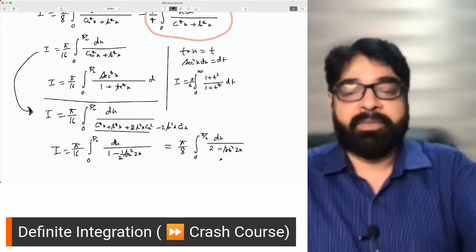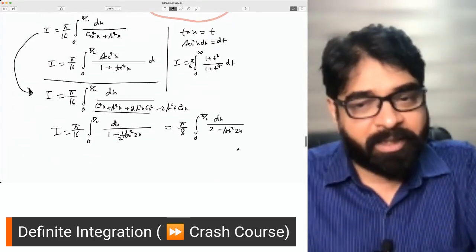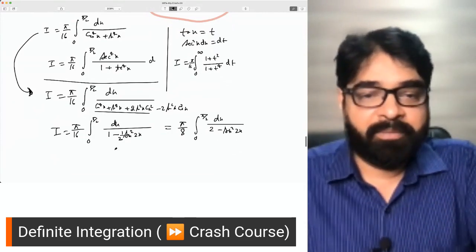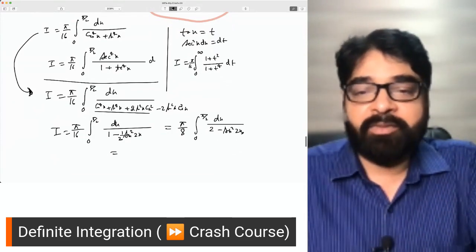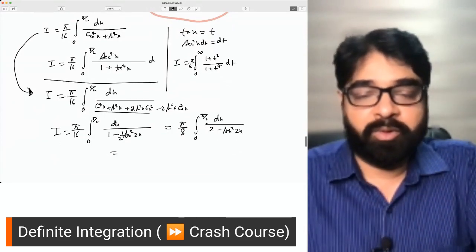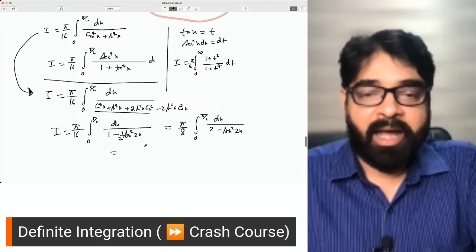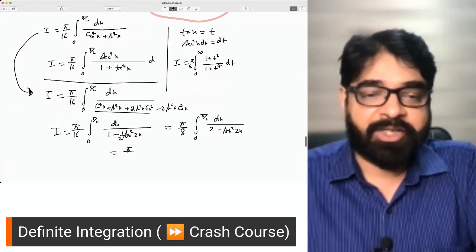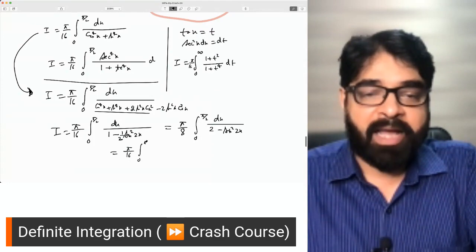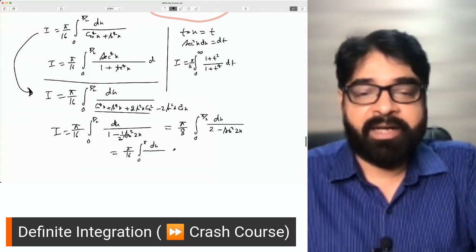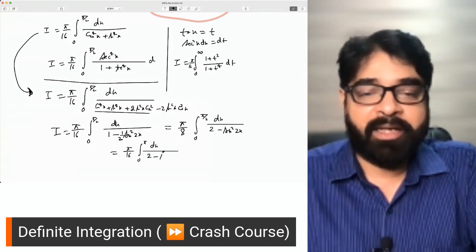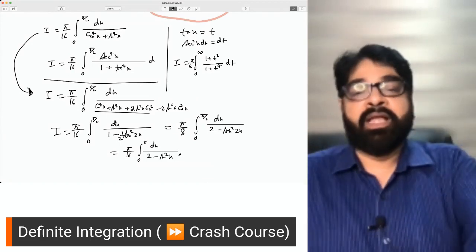Have you understood? If you want, you can remove this 2x by applying the same property. x will be divided by x by 2, so 2 will be multiplied here and 2 divided here. So pi by 16, integral 0 to pi, dx divided by 2 minus sine square x.